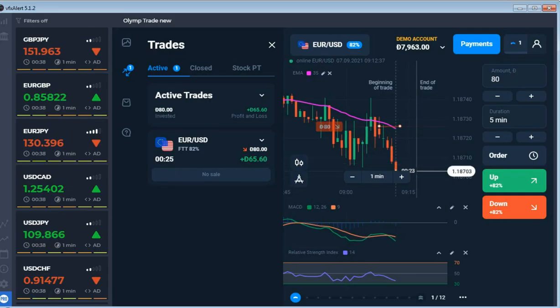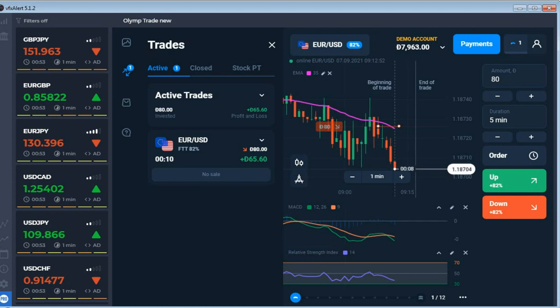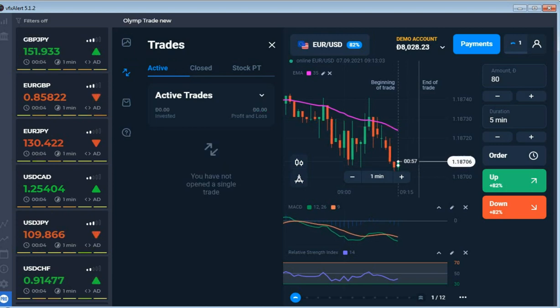30 seconds before expiration. The price is far from the opening level, the option is in the money. The first option is closed with a profit. We are waiting for the next signal.